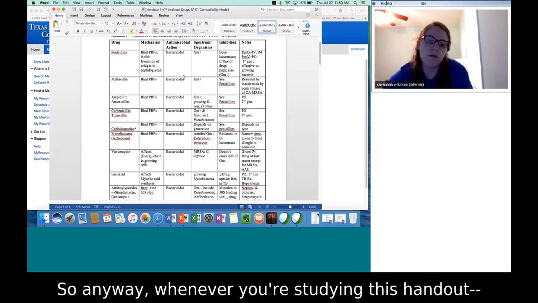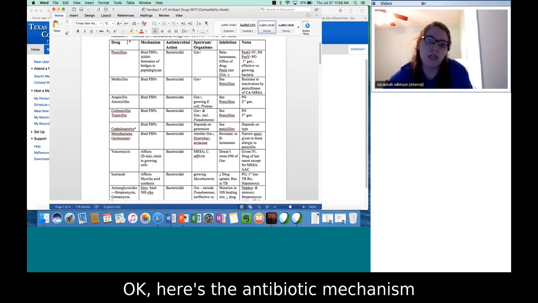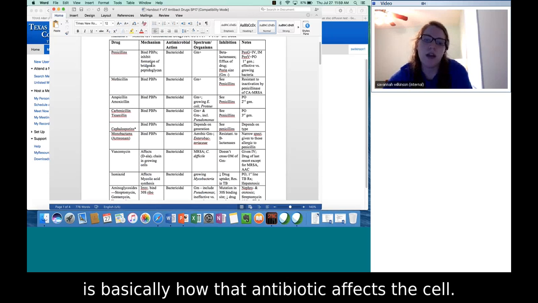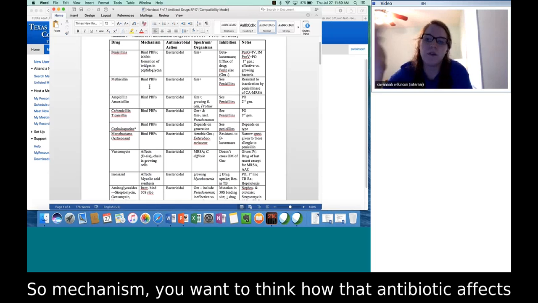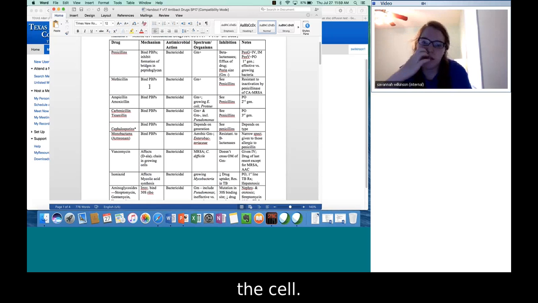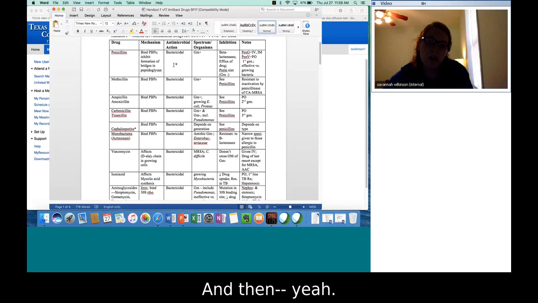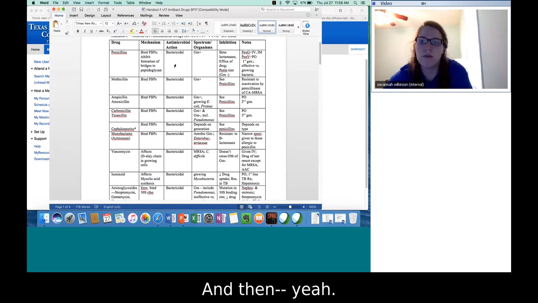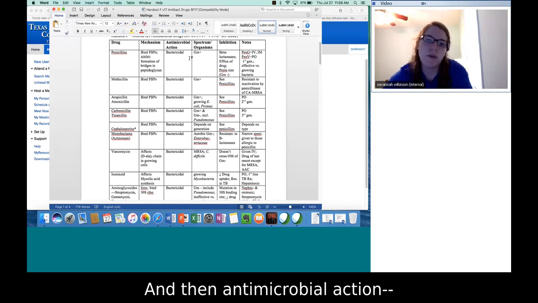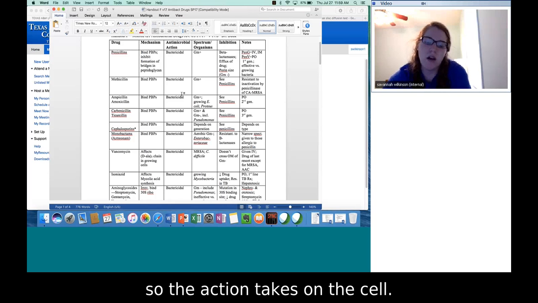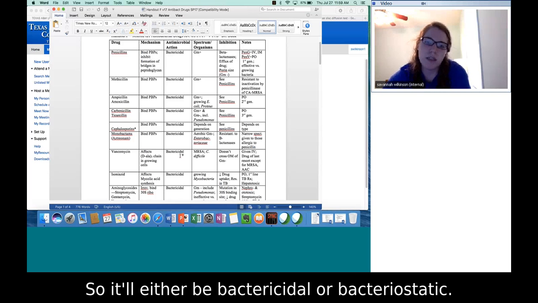Anyway, whenever you're studying this handout, here are the antibiotics. Mechanism is basically how that antibiotic affects the cell. You want to think about how the antibiotic affects the cell. And then antimicrobial action: the action it takes on the cell, so it'll either be bactericidal or bacteriostatic.